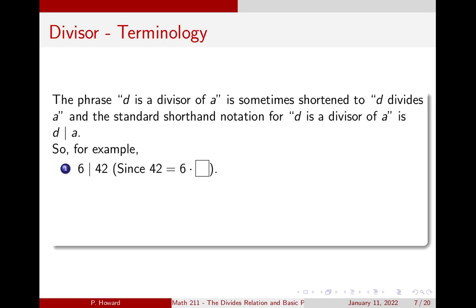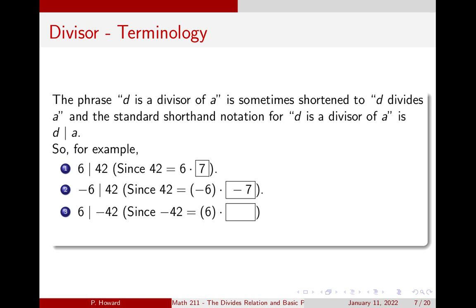Because 42 is 6 times 7. Minus 6 divides 42, because 42 is a multiple of minus 6, namely minus 7 times minus 6. 6 divides minus 42, because minus 42 is 6 times minus 7. And last example on this slide, minus 6 divides minus 42, because minus 42 is a multiple of minus 6, namely 7 times minus 6.